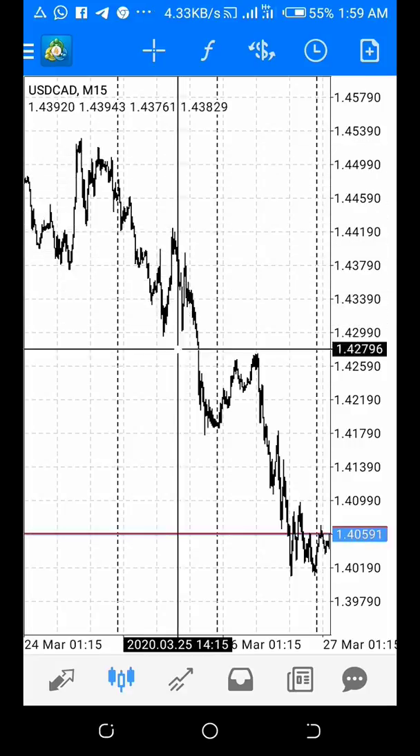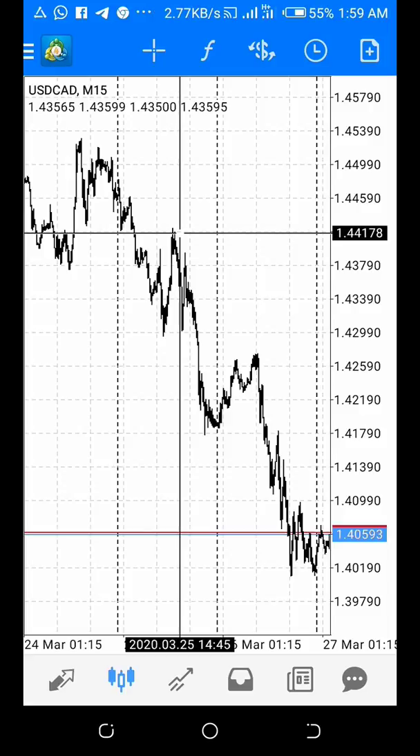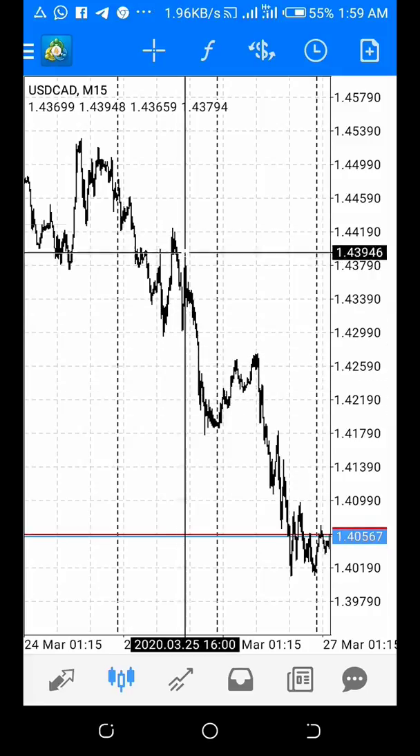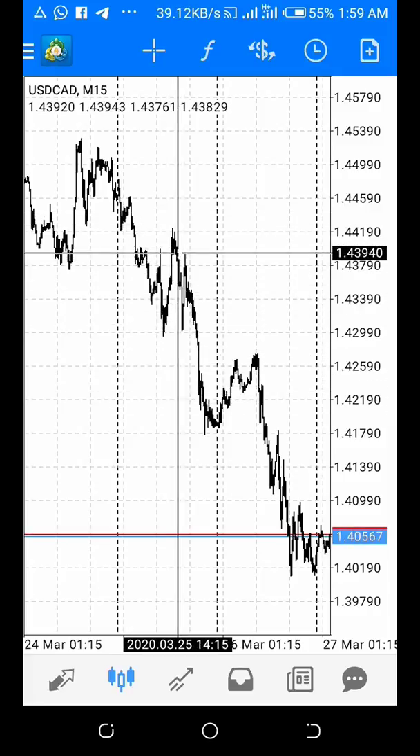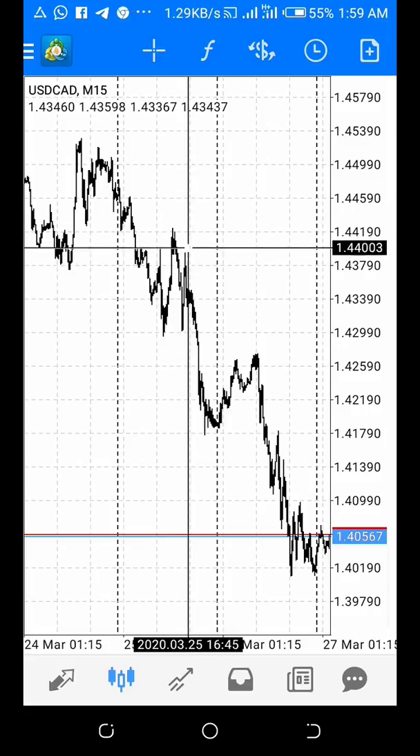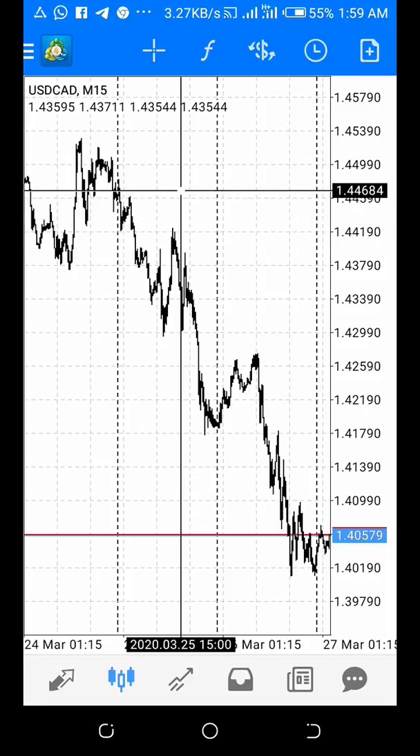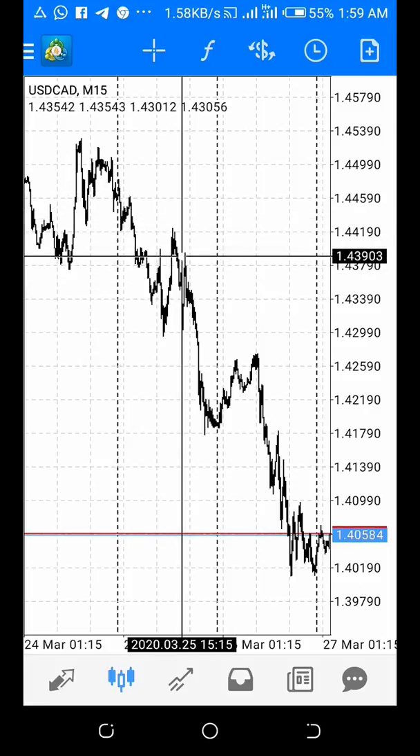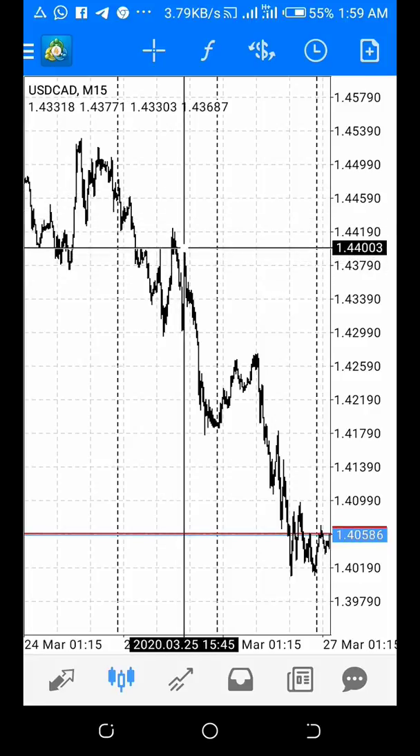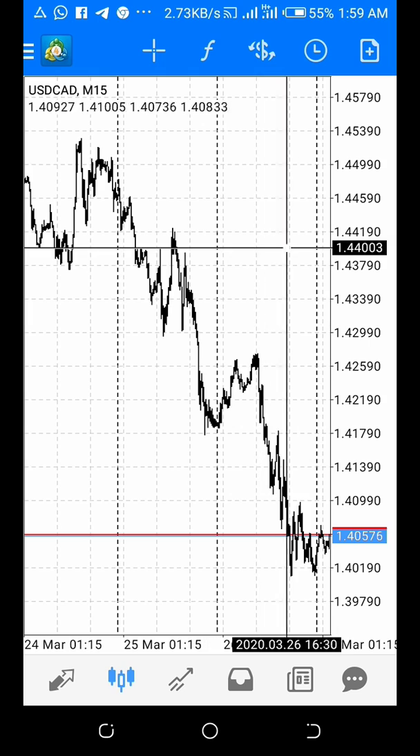So this vertical line is used for whenever you are doing your analysis and you want to know exactly when a particular candlestick occurs. You just click on your vertical line and then move it to exactly where you want it to be. So for you to know, when you're doing analysis, when a particular trade or a particular candlestick occurs. After that we have this horizontal line.